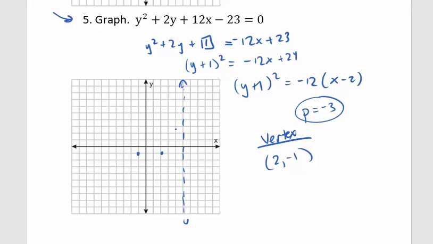Okay. Now I just need to figure out how wide it's going to be opening here at the focus. And so I'm going to find the latus rectum, which is again the absolute value of 4p. So that's just going to be positive 12. So positive 12, that means it's going to be 6 units in each direction. 1, 2, 3, 4, 5, 6. Ready to sketch my parabola.